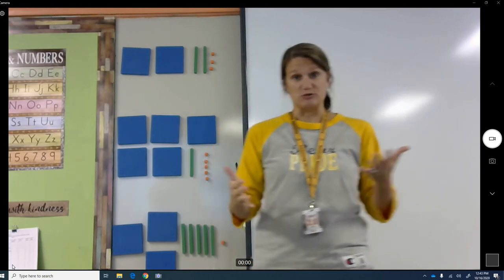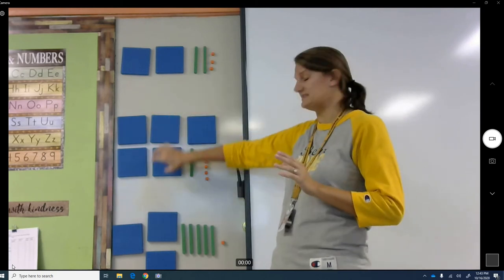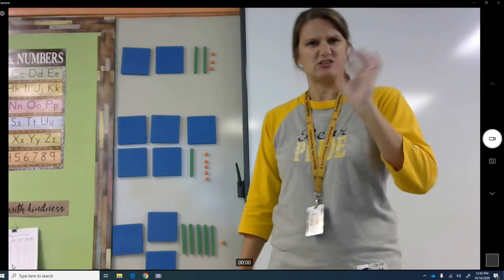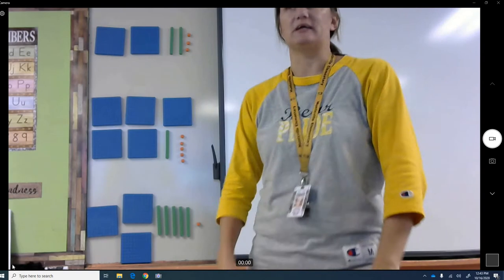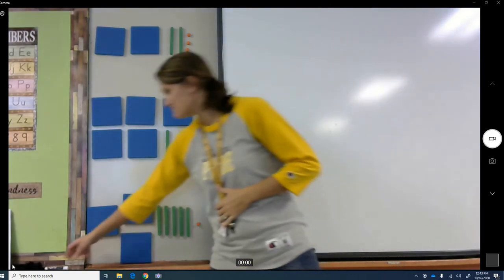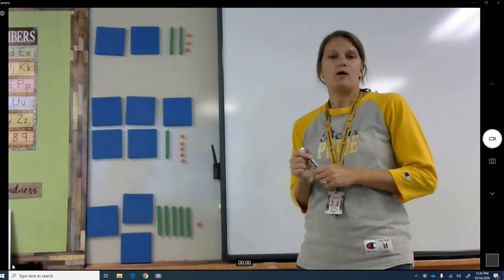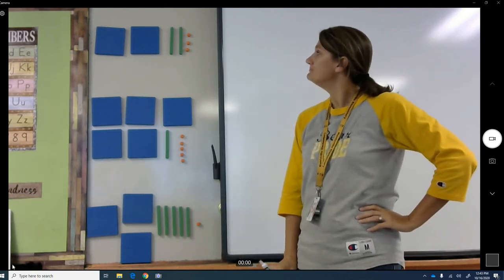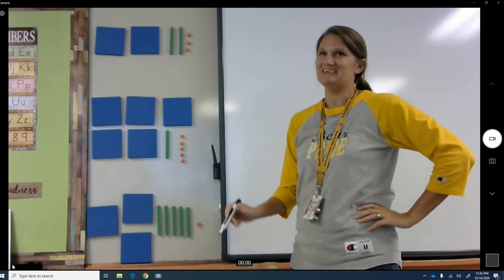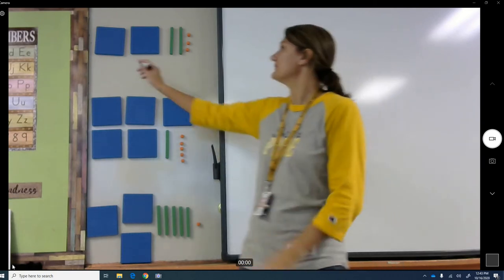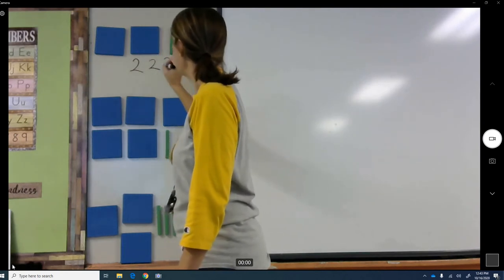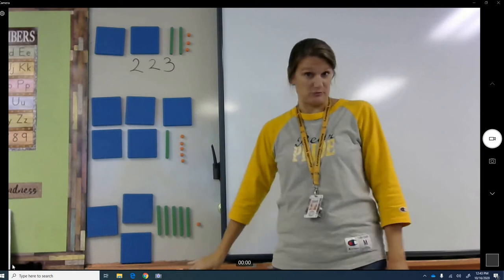So first thing we are going to do is figure out which numbers I'm showing with these blocks. I'm going to move my camera down just a little bit so you can see all of them a little better. There we go. Okay. So this first number, what number have I made up here with the blocks? Good. 223. Because there's two hundreds, there's two tens, and three ones, which is the number 223.